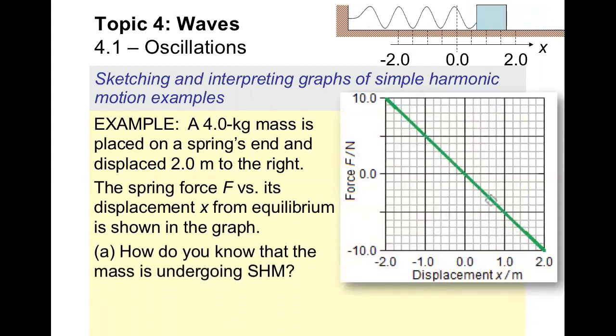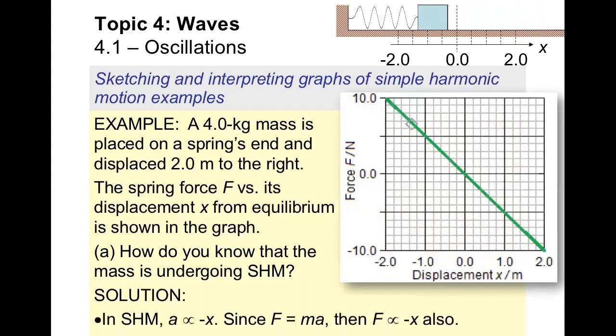How do you know that the mass is undergoing simple harmonic motion? Well, we notice here that if the displacement is 2 meters, the force is -10. If the displacement is 0, the force is also 0. If the displacement is at the negative side, then the force is 10 newtons. We know that in SHM, or simple harmonic motion, acceleration is directly proportional to the negative of displacement. Since F is equal to ma, in this graph we can say that the force is directly proportional to the negative of displacement. So, thus, we can say that this is undergoing simple harmonic motion. All you need to do is just relate the quantities here.